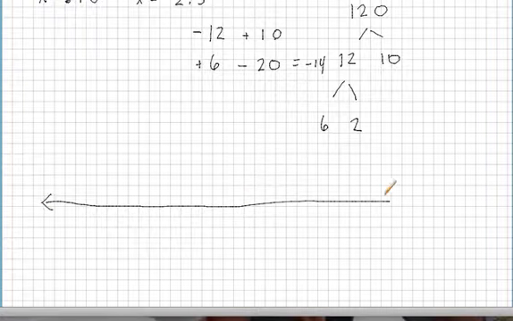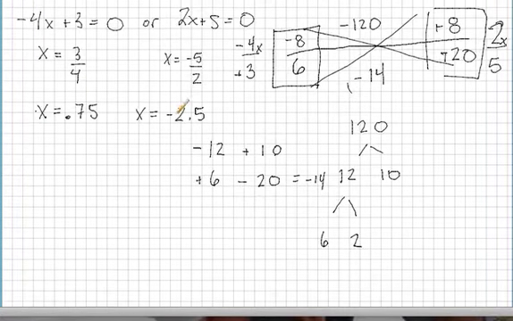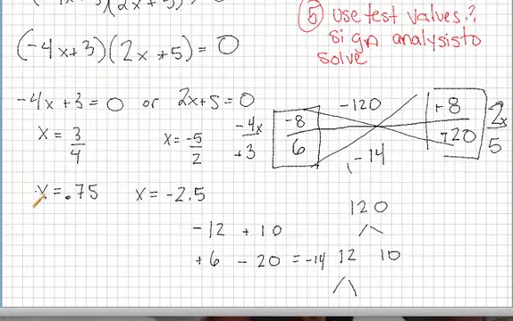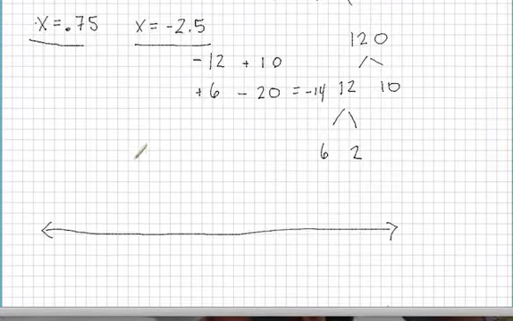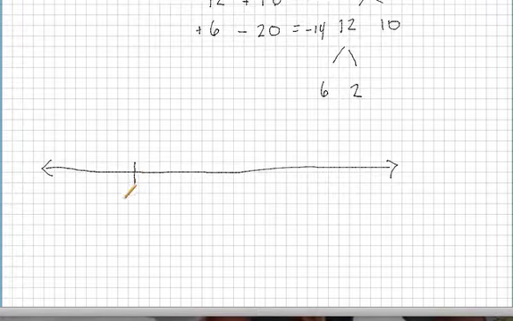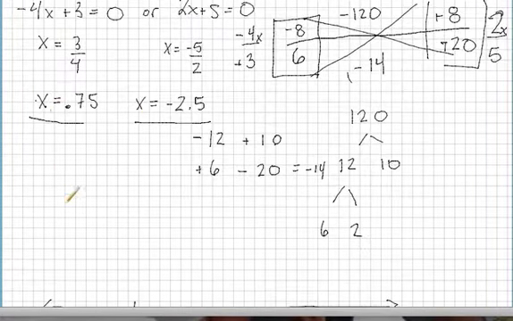Here's my number line. And I'm going to mark off the places where my equation is equal to 0. In other words, at these numbers I just found right here. So x equals negative 2.5, I'm going to mark off, and x equals 0.75.